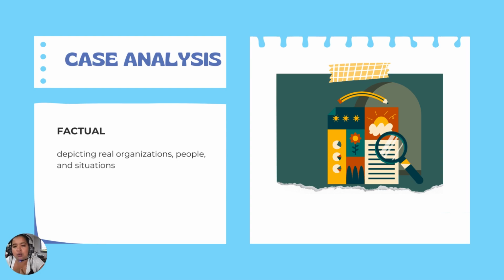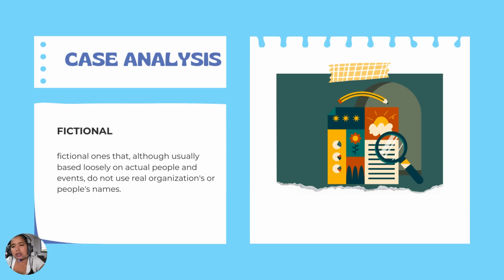So let's proceed. We do have two types of case analysis. The first one is factual. The second one is fictional. Factual, because this one depicts real organizations, real people, and real situations. On the other hand, we also have fictional case analysis, which is case-to-case basis, because fictional ones, although usually based loosely on actual people and events, do not use real organizations, but they are based on real life situations.